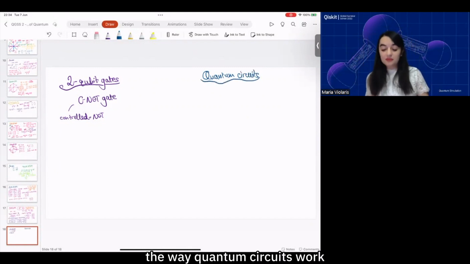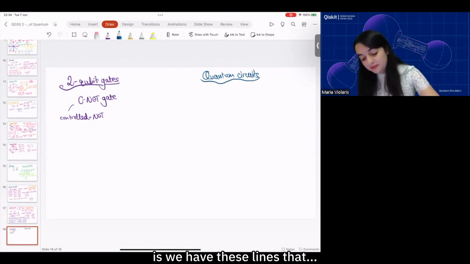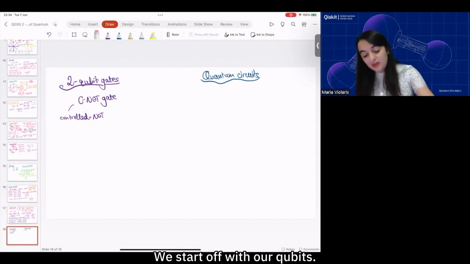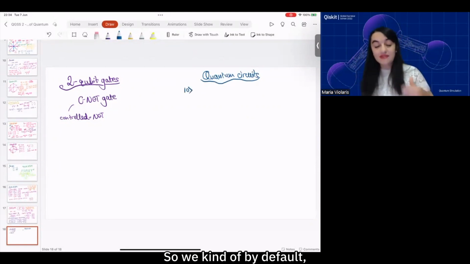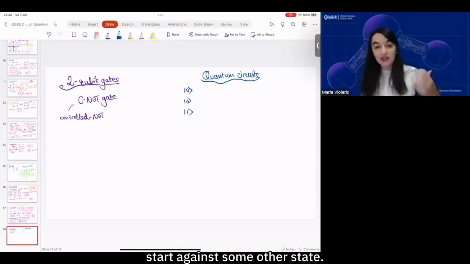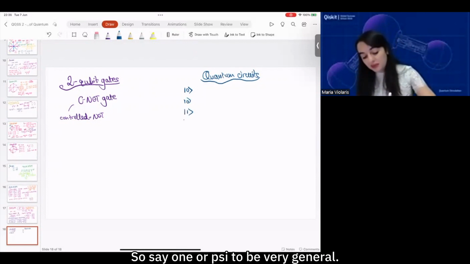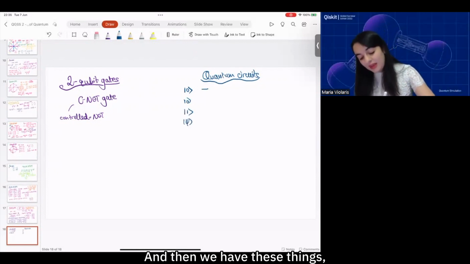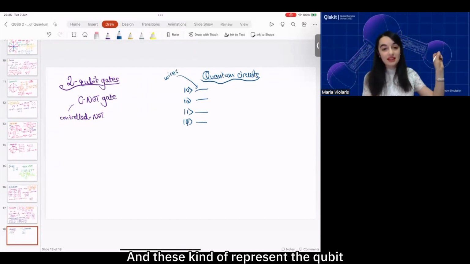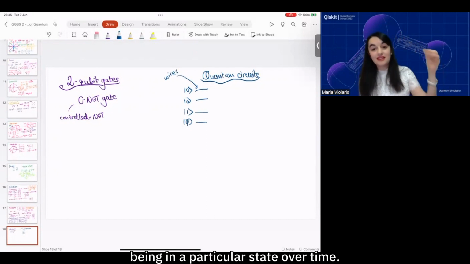The way quantum circuits work is we start off with our qubits. We by default assume that our qubits start in the state 0, but we could also write them starting in some other state, say 1 or psi to be very general. And then we have these lines that we call wires. And these represent the qubit being in a particular state over time.